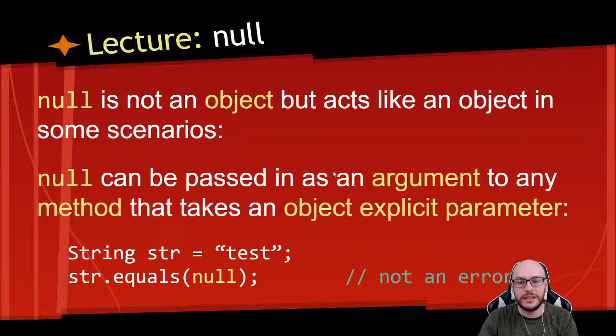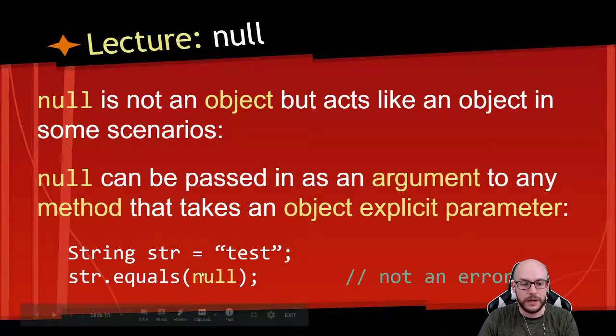Null is not an object, but acts like an object in some scenarios. Null can be passed as an argument to any method that takes an object explicit parameter. Okay, explicit parameter, remember that's the one in the parentheses over here. So what I'm saying is that this is not a syntax error. I have my string with a value of test. I'm going to take that string and see, does it equal null? Syntactically, this works.